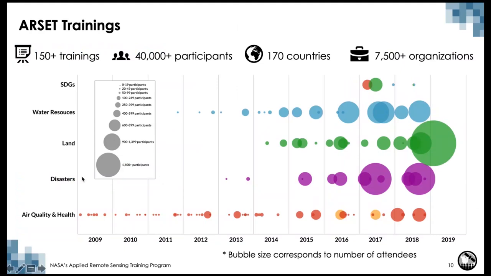Here's a quick look at how many trainings ARSET has done in more than 10 years: about 150 plus trainings, training more than 40,000 participants from 170 countries with more than 7,500 organizations. And as you can see, after 2015, a lot of people have joined ARSET webinars. That's what the size of this bubble shows.